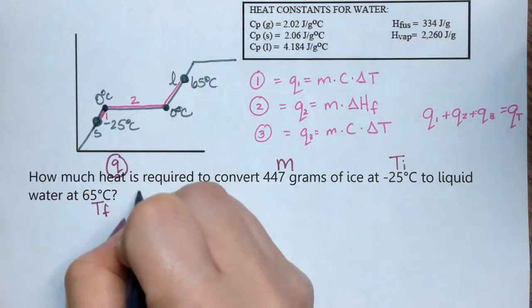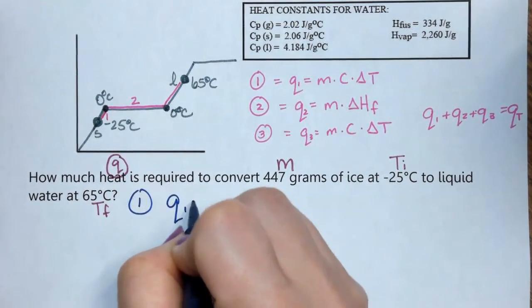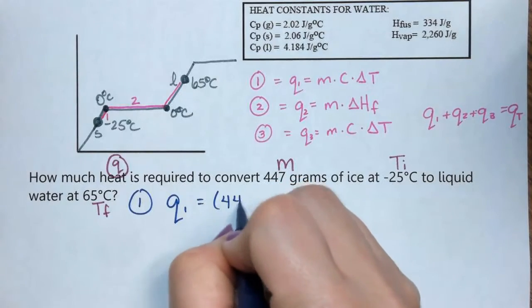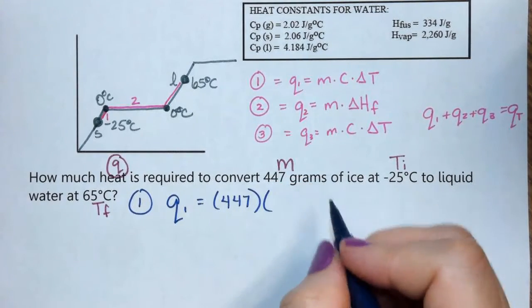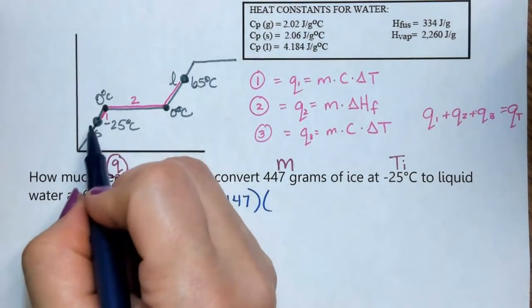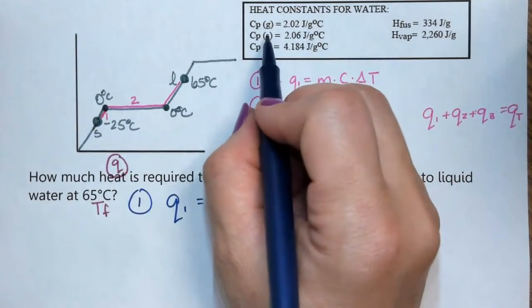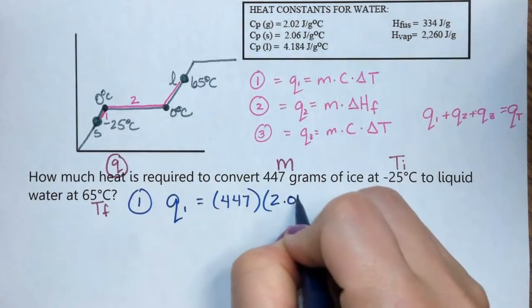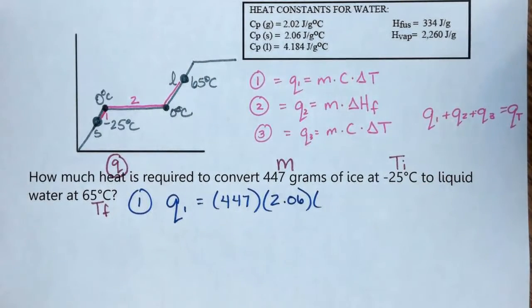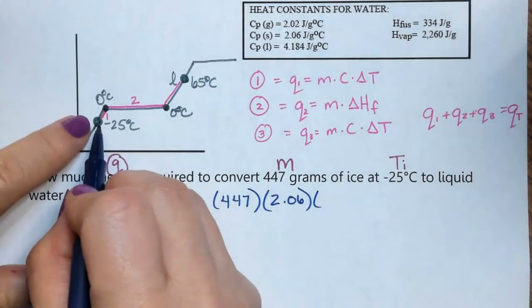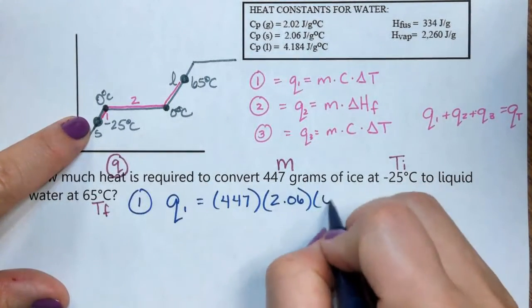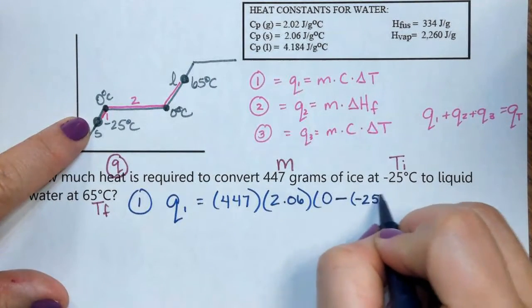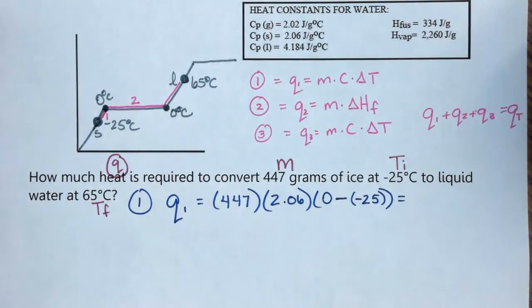Equation number 1, that's going to be my Q1, is equal to my mass, 447, times, and I need the specific heat of ice, which is in the solid phase. It's going to be 2.06, and the change in temperature is going to go final is 0 minus initial is negative 25, and that's going to get me my first Q.